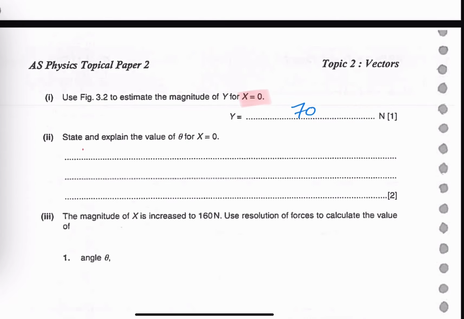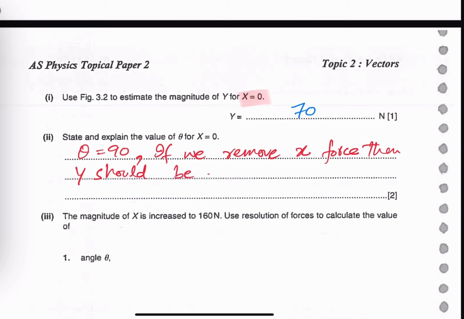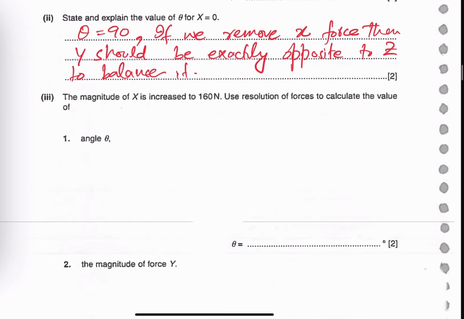So first, we have to write down the angle. Theta will be equal to 90 if we remove the x force, then y should be exactly opposite to z to balance it. Okay, there is no other condition.